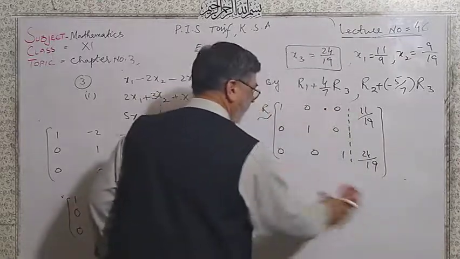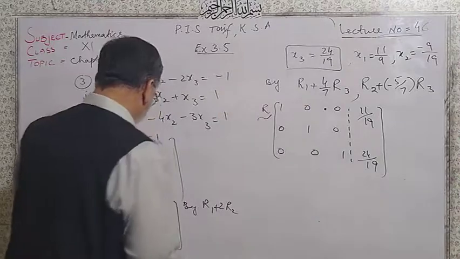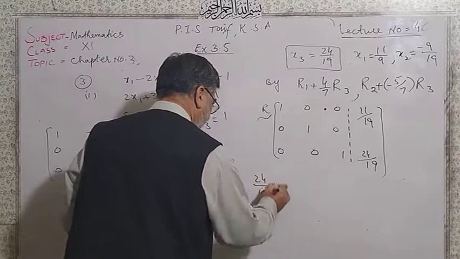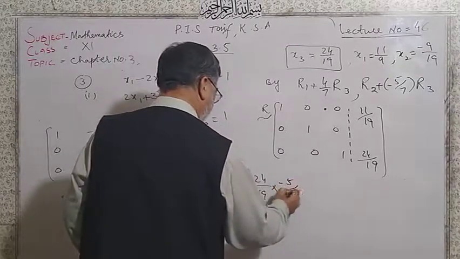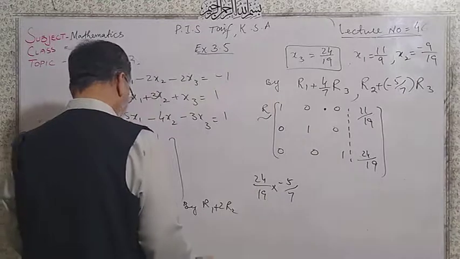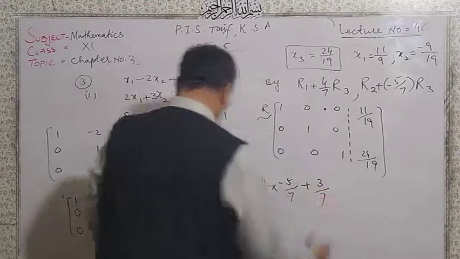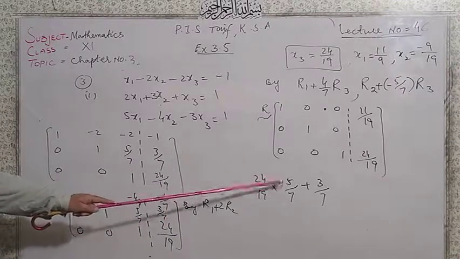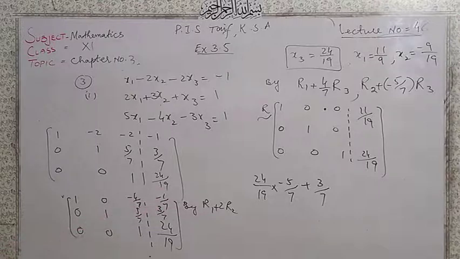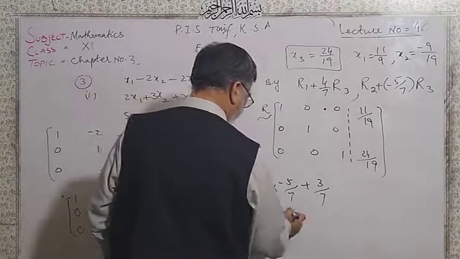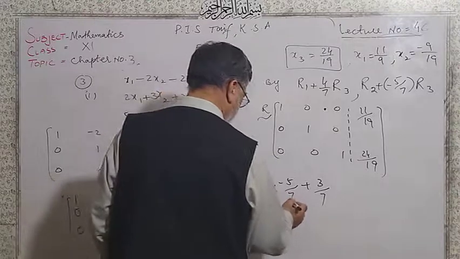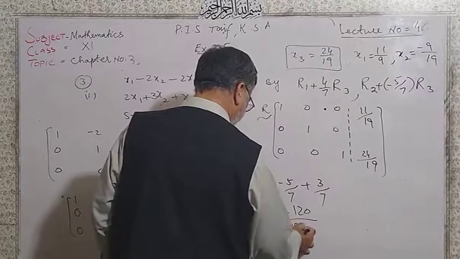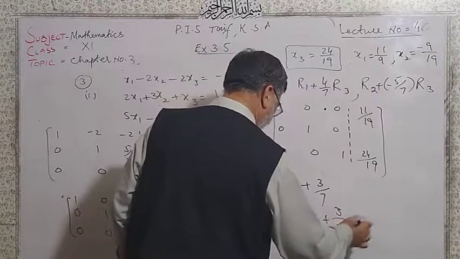Again we have to simplify that. Dear students, 24 over 19 multiplied by minus 5 over 7 and then added in 3 over 7. 24 over 19 multiplied by minus 5 over 7 and then added in this number. Here we can have minus, what will be that? This is minus 120 over 19 into 7 plus 3 over 7.